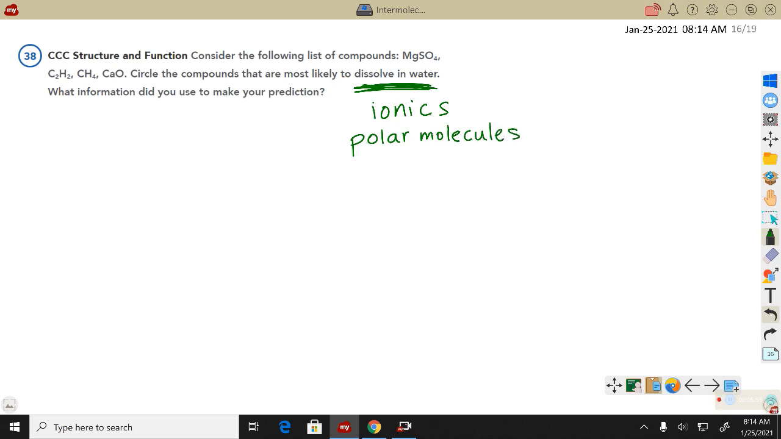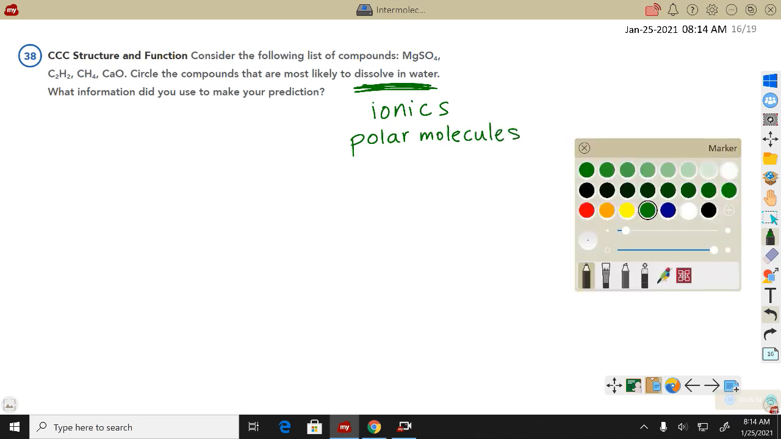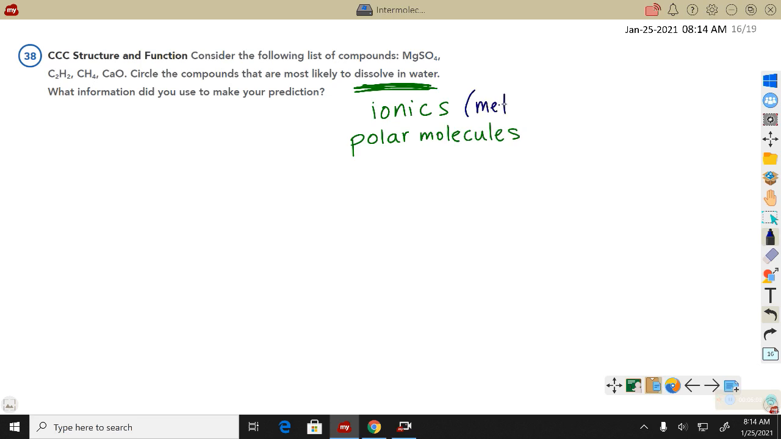So the ionic one is kind of easy to tackle because ionics are metal bonded to nonmetal. So if you look at the list of compounds and you see anything that's a metal, it's for sure going to be an ionic compound. It's got fully charged ions and it's going to dissolve in water.